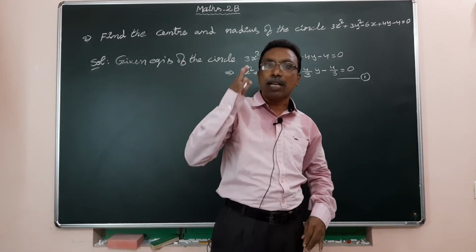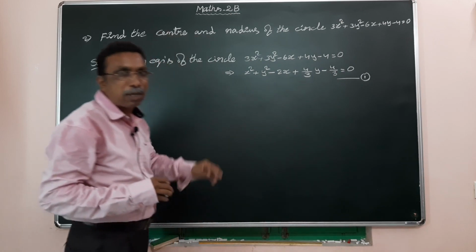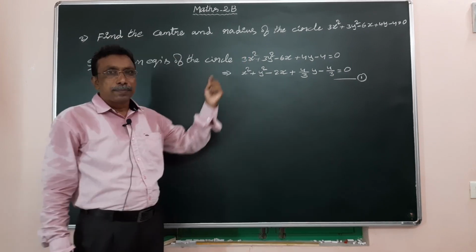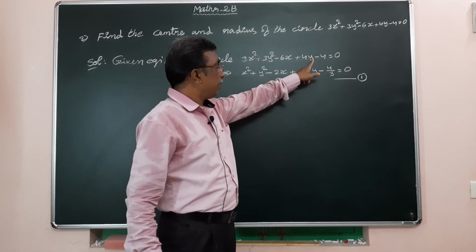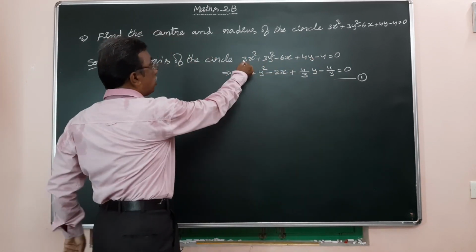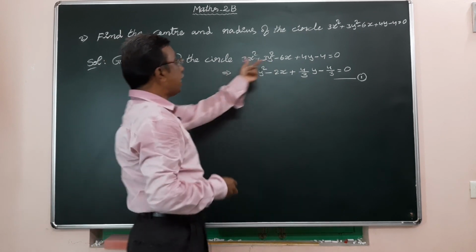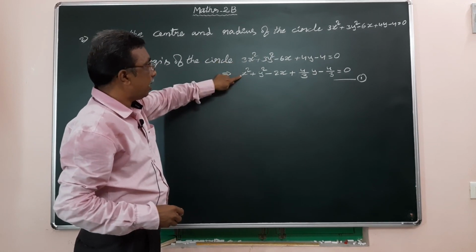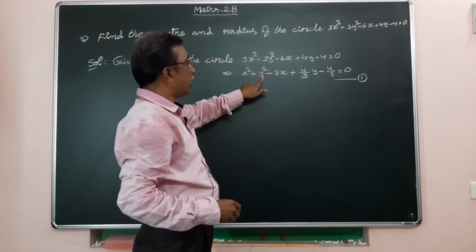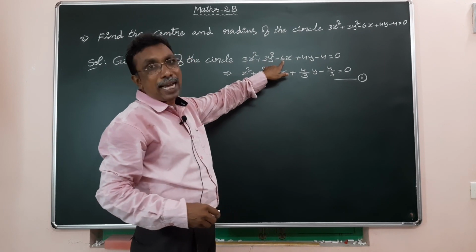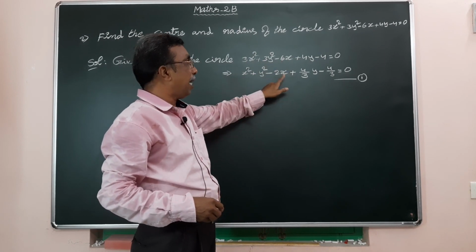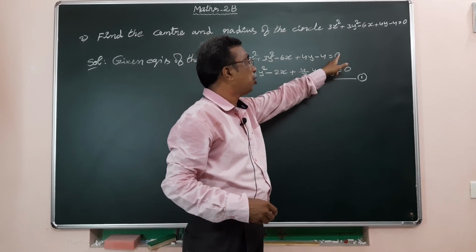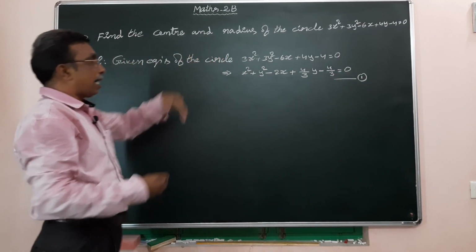x square plus y square plus 2gx plus 2fy plus c equal to 0. Here the x square, y square coefficient is 1. In the given equation of the circle, the coefficient is 3. Now dividing this equation by 3 on both sides: 3 by 3 is 1 x square, 3 by 3 is 1 y square, minus 6 by 3, 3 twice cancels, minus 2x plus 4 by 3 into y minus 4 by 3 equal to 0 by 3, which means 0.